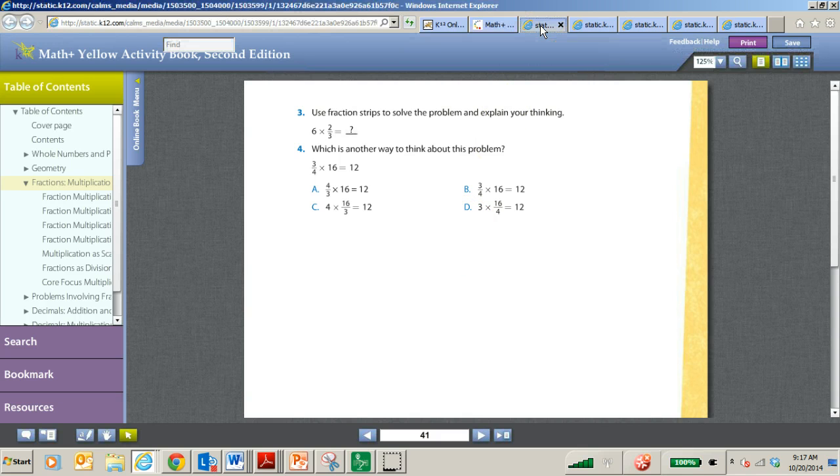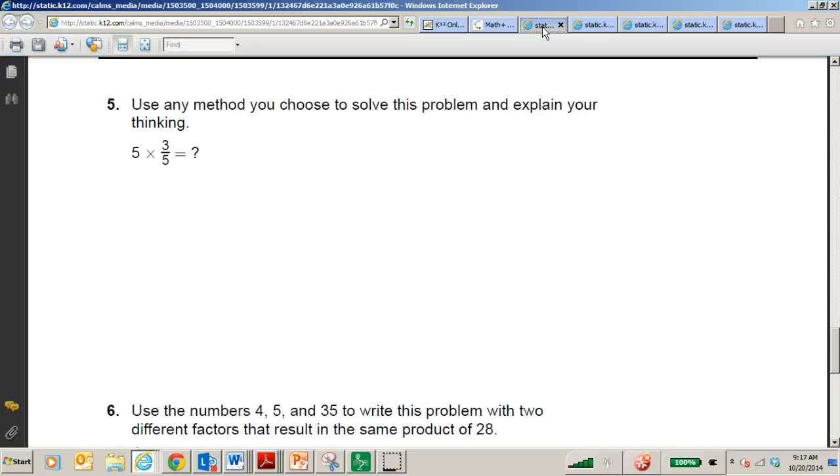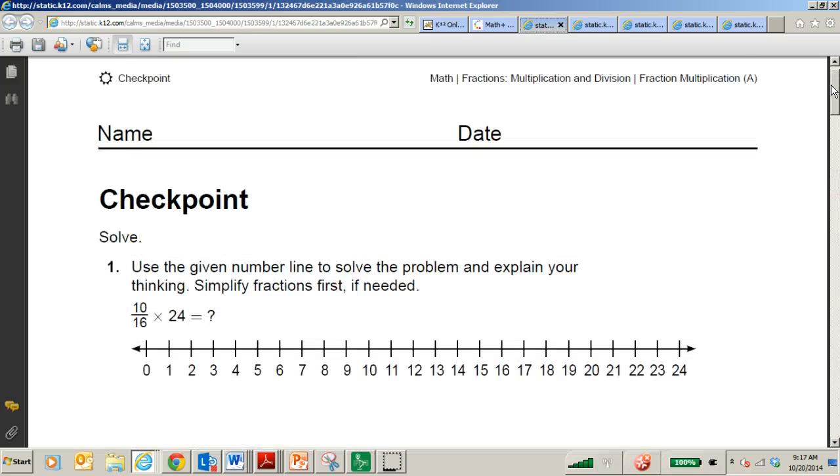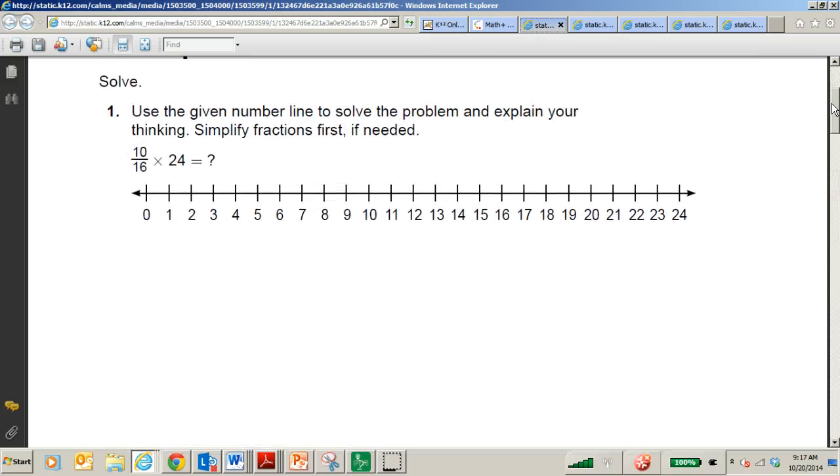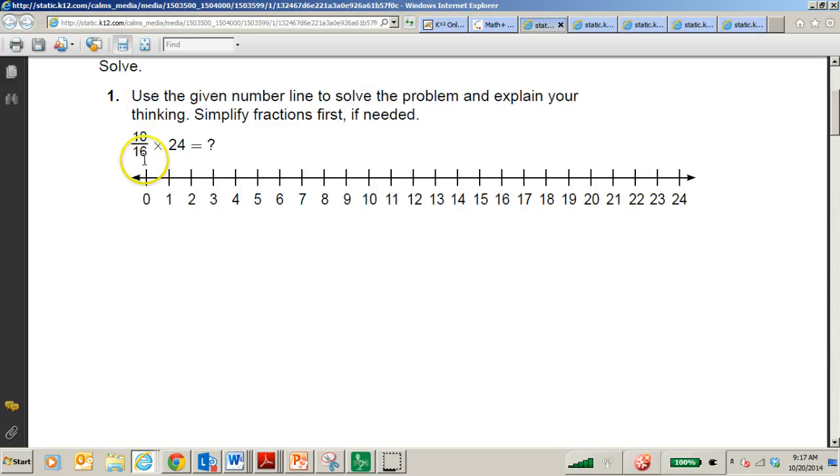Now let's head over to the lesson checkpoint, and what you will see at the end of the unit. This is a checkpoint that you will need to print out and complete. A lot of the visuals are already there, but you will notice it's large numbers. So simplifying and dividing by the common factors is what you're going to need to do first, and it does say simplify the fractions first if needed.